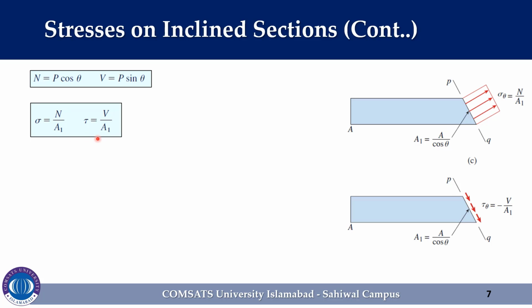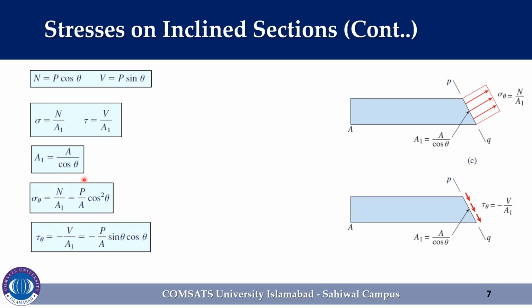The area on which the force acts is actually the inclined plane, and it is expressed as A1 is equal to A over cos theta. So the normal and shear stress, that are N over A1 and V over A1 respectively, can also be expressed as P over A cos square theta, and shear stress is P over A sin theta cos theta, after introducing the force and area terms.